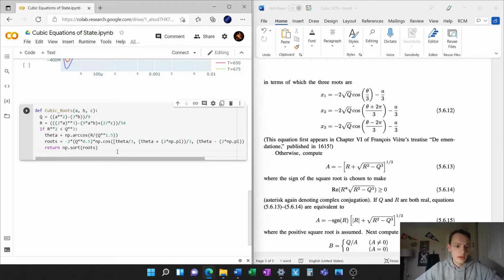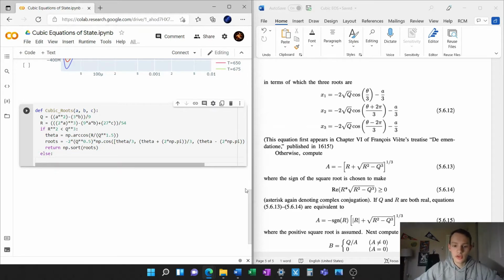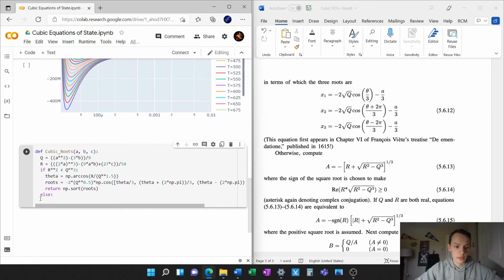Now we have something else that we have to consider, which is that there's another situation, isn't there? Since there's only one other situation, I'll just use else. And what it's telling us to do, it says otherwise compute this. So let's write a formula for a. And then it says where the sign of the square root is chosen to make that greater than or equal to 0.